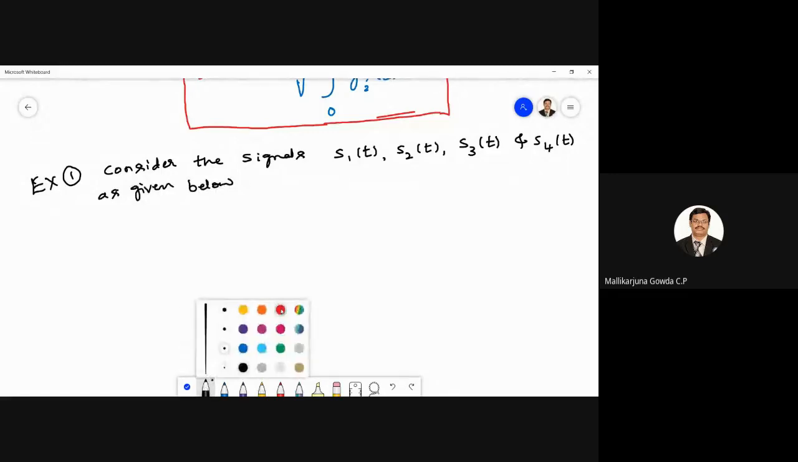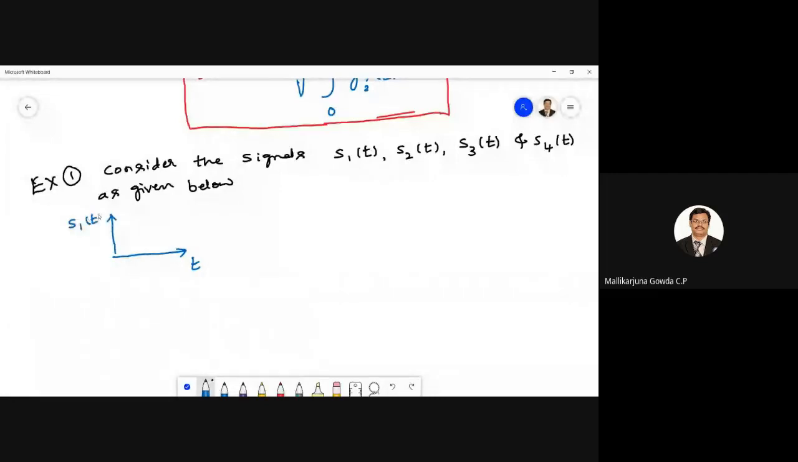So let me write the first signal. So this is time, and this is my S1 of t. I think I will write all 4. So this is my S2 of t, and another signal is S3 of t, and one more is S4 of t.